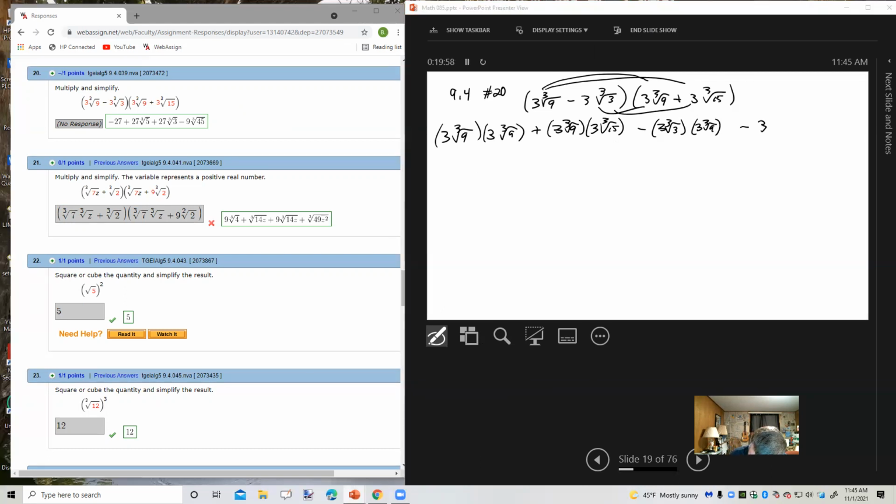Minus 3 cube roots of 3 times 3 cube roots of 15. Okay, now we'll go back and multiply each thing together. This is 9 cube roots of 9. 9 is 3 times 3, and this 9 is 3 times 3, so that's 3 to the 4th power, or 3 to the 3rd times 3. So I get 9 times the cube root of 3 cubed, which is 3, and then that's left inside. So 27 cube roots of 3.